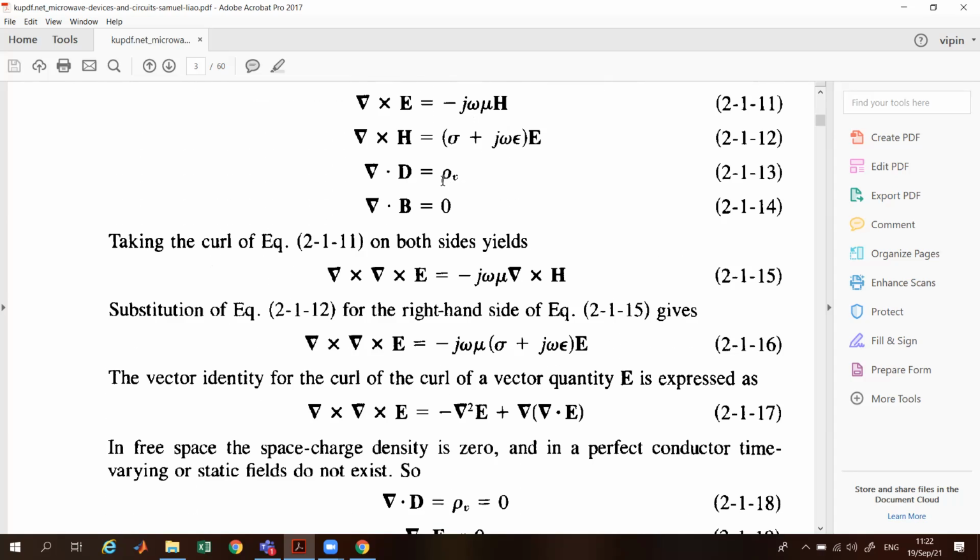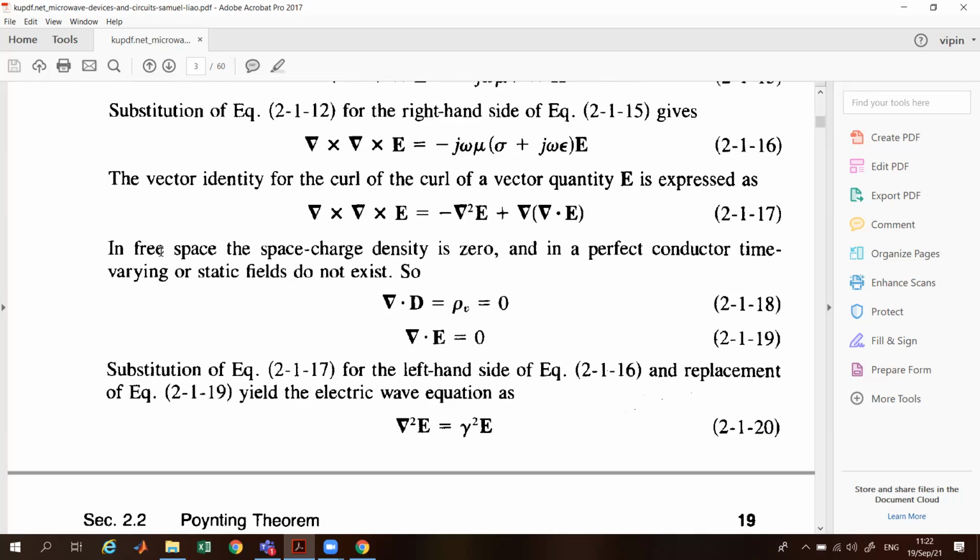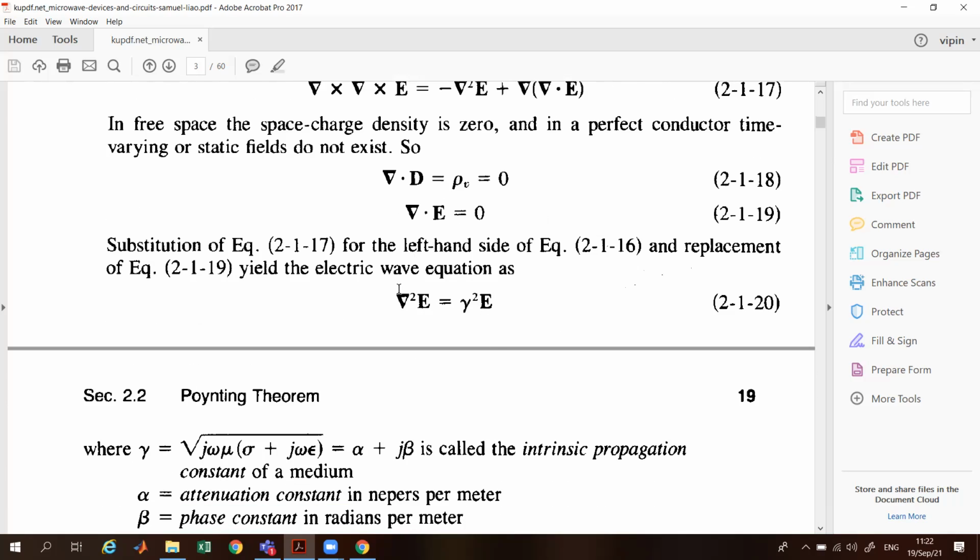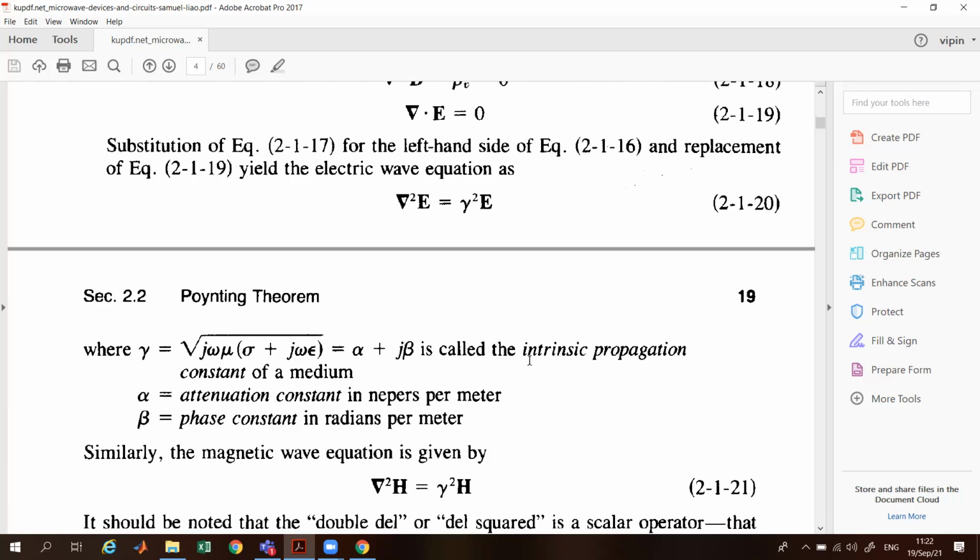By using these relations, we can put these values. In free space, the space charge density is 0, and in a perfect conductor, time varying or static fields do not exist. So we can say that divergence of D vector is equal to rho V, which is equal to 0. Or we can say, if we put D equal to epsilon E, divergence of E vector is equal to 0. Then we can say that curl square E vector will be equal to gamma square E, where gamma is your propagation constant, or the intrinsic propagation constant of the medium.